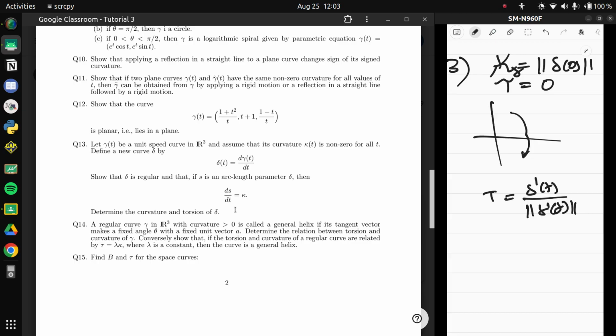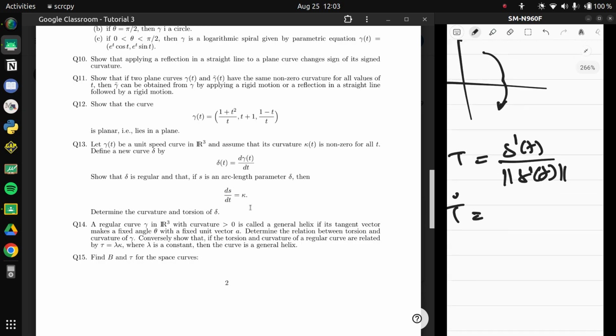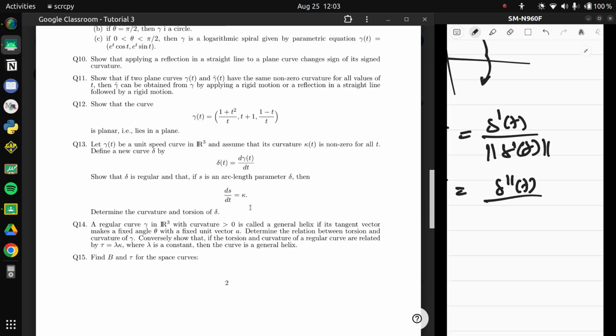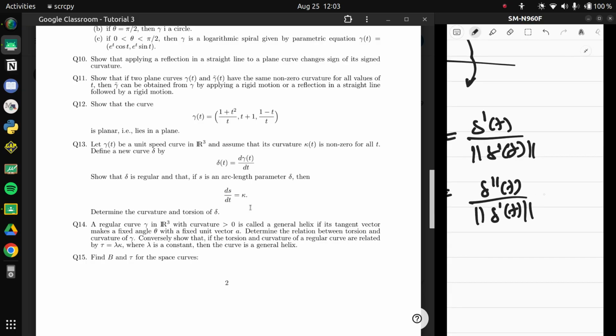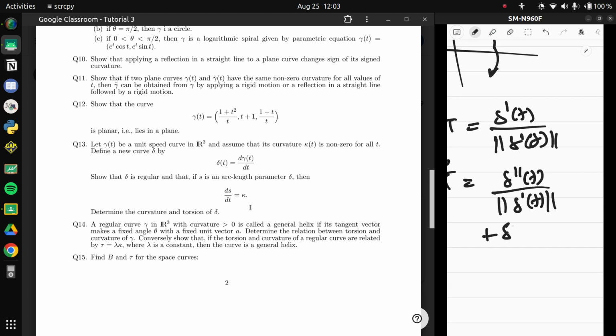Okay. Now time to do t dash, or t dot or whatever. It will just be like del double dash of t upon, oof, things aren't making sense already.